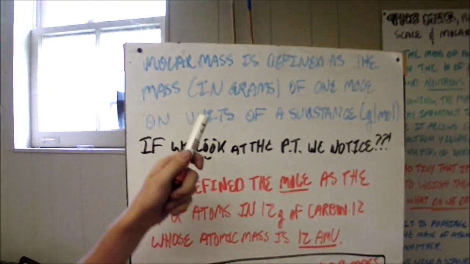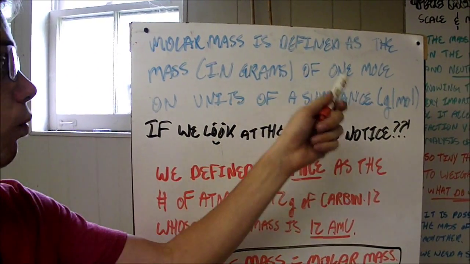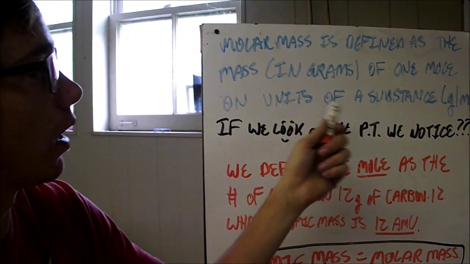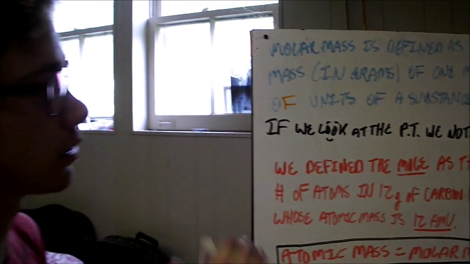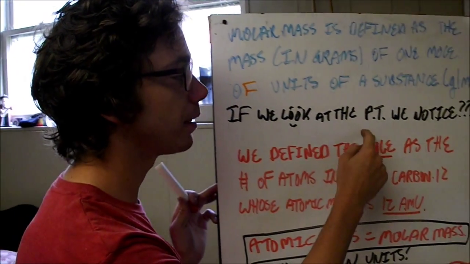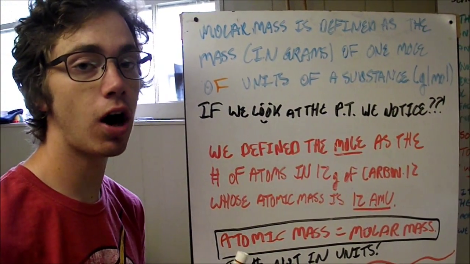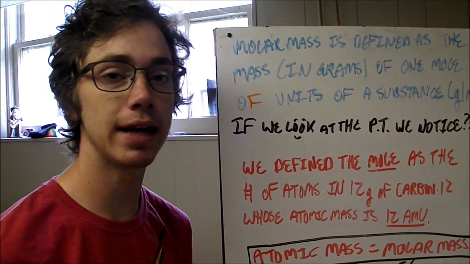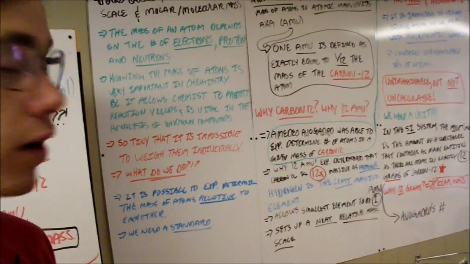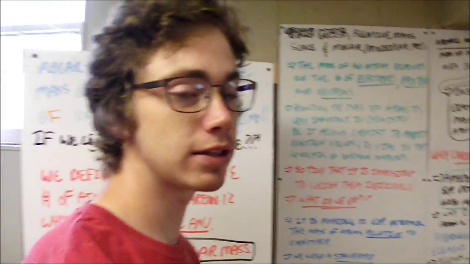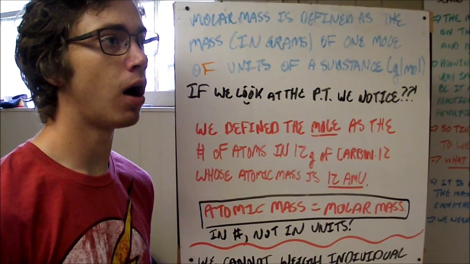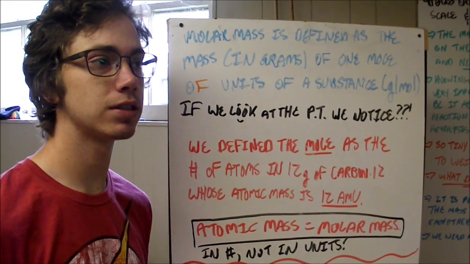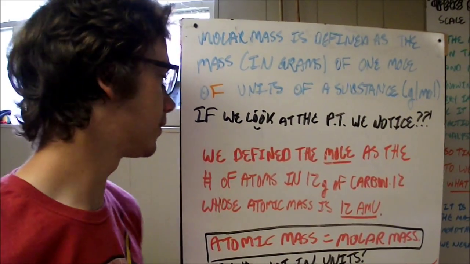Okay, molar mass is defined as the mass in grams of 1 mole of units of a substance, and the units are grams per mole. If we look at the periodic table, what do we notice? Well, atomic mass is exactly equal to molar mass. And why? Because we set 12 grams as the mole of carbon-12, which has 12 AMU. Therefore, the relative mass scale will follow it to a T. You'll notice slight discrepancies because the molar masses of elements have been averaged for natural abundances.